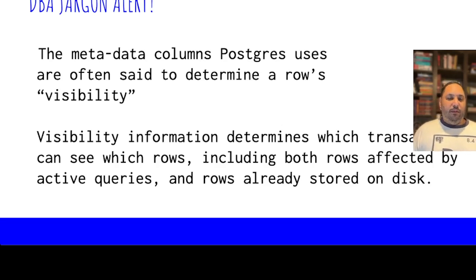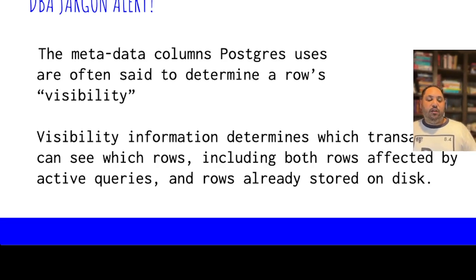Let me throw a little bit of jargon at you because I'll use this term, and I just want to make sure you understand what it is. There are a number of metadata columns, I don't show them all, that Postgres uses to determine a row's visibility. And you'll hear that term a lot, visibility, in the Postgres world, right? We're talking about which rows on the table, on disk and within the system, are visible to which transactions, right?